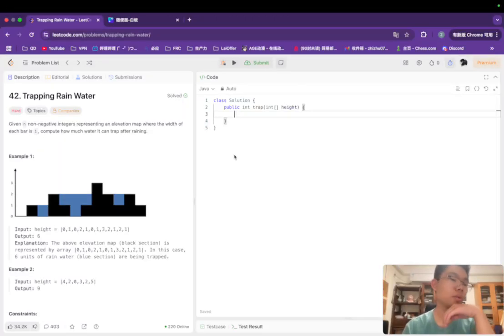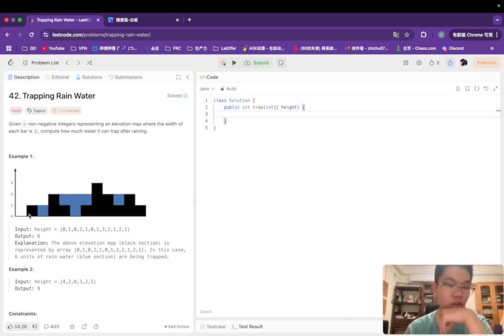Hi, today I will be doing this question, 42 trapping rainwater. So the question gives you an array of integers, and each element in the array tells you the height of the ground or the obstacles, whatever you want to call it.